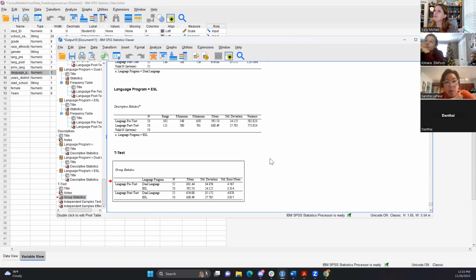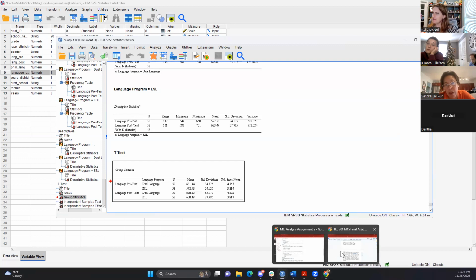What it's doing here is it built it together, right? Because the one that you did with the split file was just giving you pre-post for ESL, pre-post for dual language. When you do the t-test analysis, it puts it all together for you, and it says, if you're looking at pre-test, this is how dual language did, this is how ESL did. And then when you look at post-test, this is how they did. To me, this is probably the one that we'll go to first. This is the one that has everything that you want to look at, which is the means between the two groups.